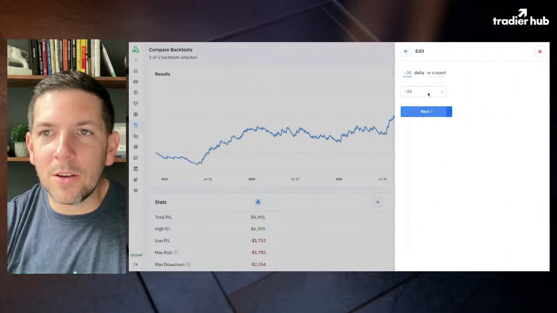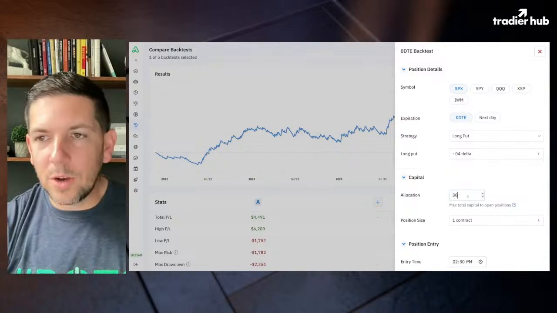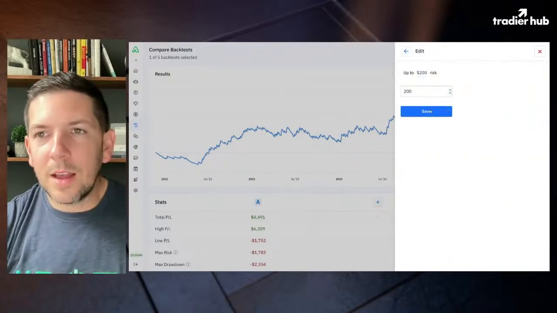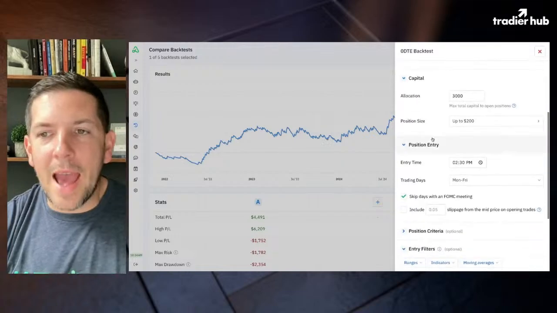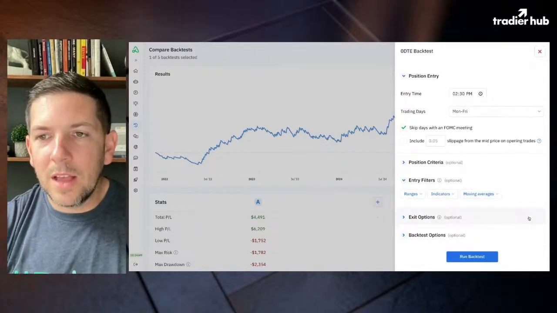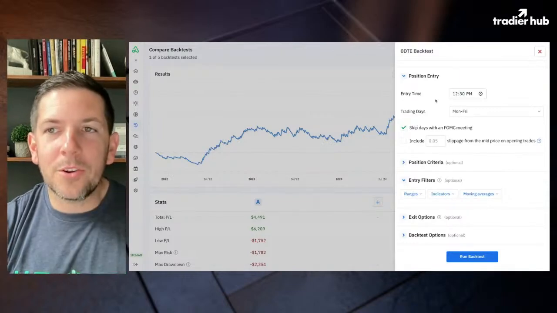So we're going to grab that long 4 delta put, like I said, and risking up to $200 for the position. So that should give us, again, an idea of potentially adding some sort of lottery ticket, if you will, at the end of the day. So let's remove all these. We'll still skip FOMC days. Let's move this back to like 2:30 or 12:30 in the afternoon.